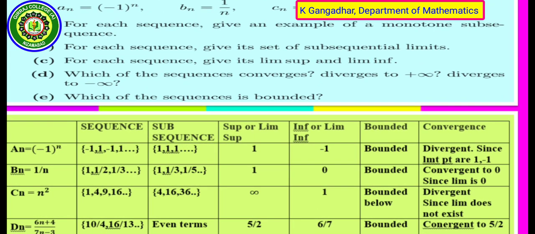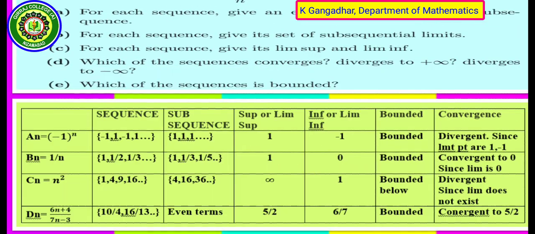So now the solution of the problem. First, an equal to (-1)^n. The sequence terms are -1, 1, -1, 1, and so on. Here we have two types of terms, negative and positive: -1, -1, and so on, and 1, 1, 1, and so on. The negative terms form one subsequence and the positive terms form another subsequence. We will take any one subsequence, 1, 1, 1, and so on.